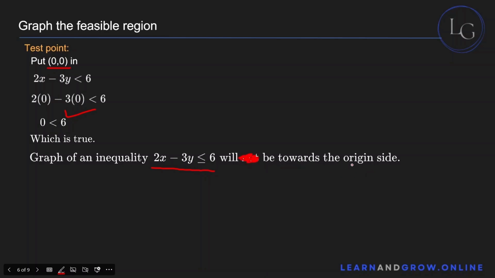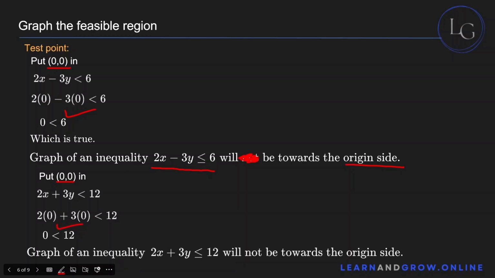be towards the side of the origin, as when the result is true, the graph will be shaded towards the origin. So for the second equation, again plug in (0, 0), and 0 is less than 12, which is again true. So it will be towards the origin side, right? Both of the results of the test points are true.